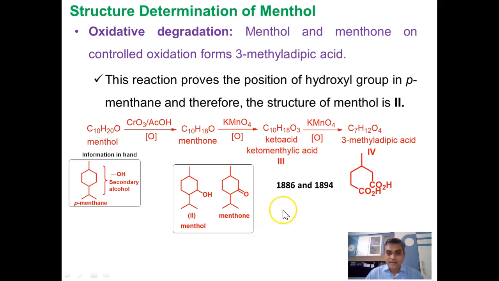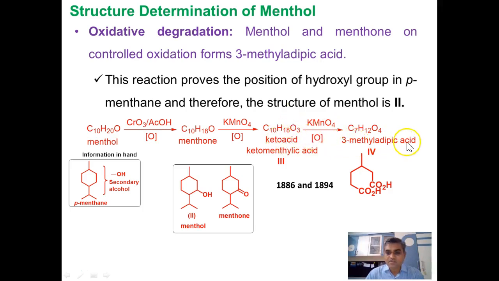For this, in 1886 and in 1894, oxidation experiments of menthol were performed, and it is called oxidative degradation, or we can also say graded oxidation. In this oxidation, menthol was subjected to oxidation using CrO3. We got a menthone. We have already seen these reactions. Now it's a cyclic ketone, and this cyclic ketone on KMnO4 oxidation leads to form keto acids, and it is called ketomenthylic acid. Analysis of ketomenthylic acid has proved that it is a keto acid.